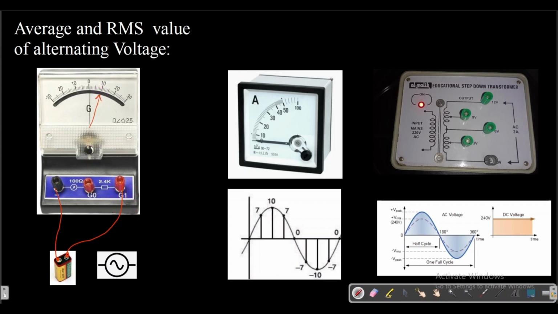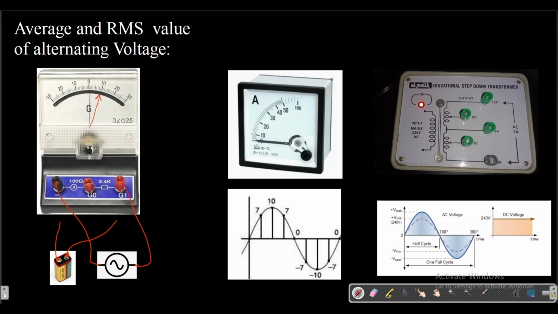Now what will happen if we connect the probes of the galvanometer with the AC supply? I'm going to disconnect it, and now connect one probe of the galvanometer with one terminal of the AC supply and the other probe with the other terminal of the AC supply. So what will be the deflection of the needle?